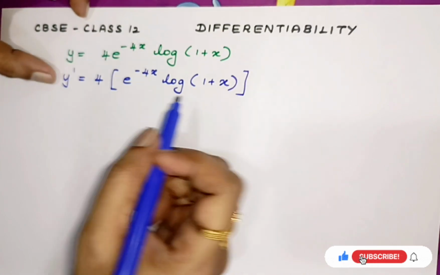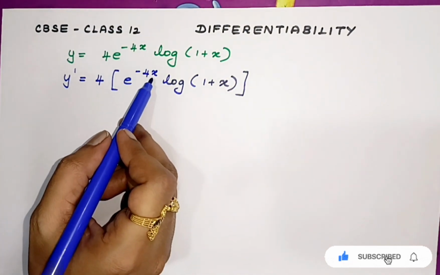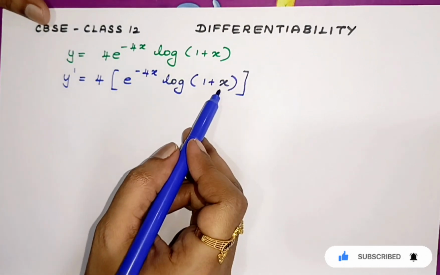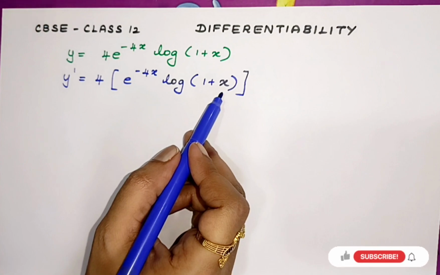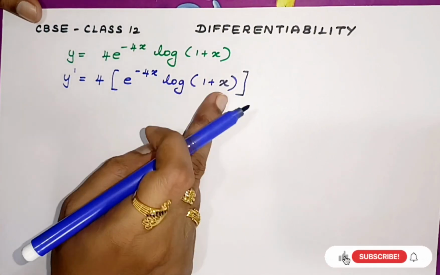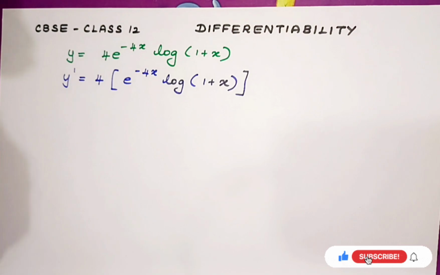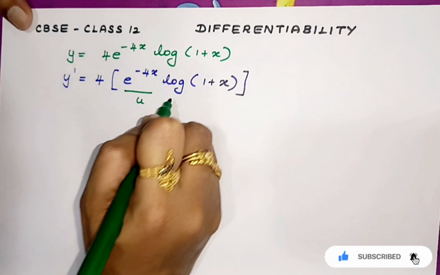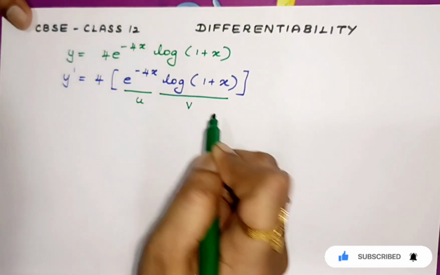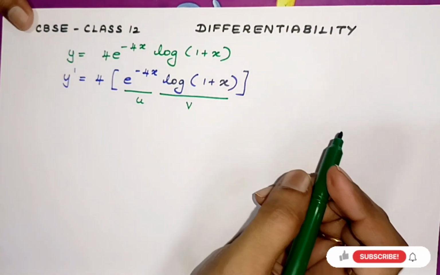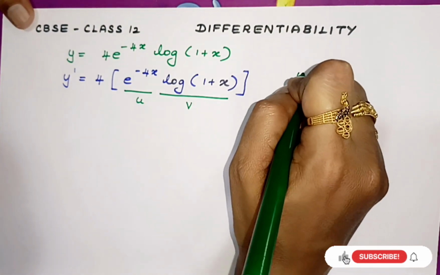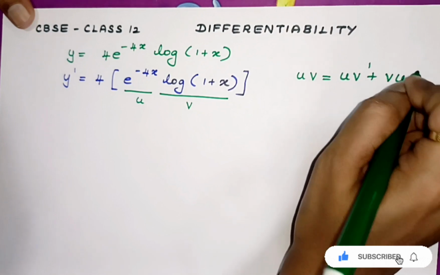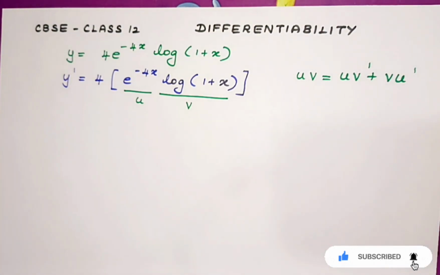Listen carefully. e power minus 4x. So here there is x, and in this term also we have x. When these two terms are in a product, we have to use the product rule. That is, we consider this one as u and this complete term as v. So what is the formula? In the previous video I have explained. The product rule is (uv)' = uv' + vu'. This is the formula for the product rule.